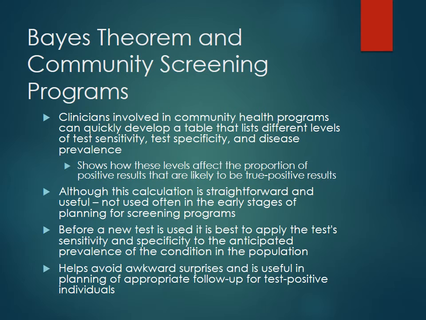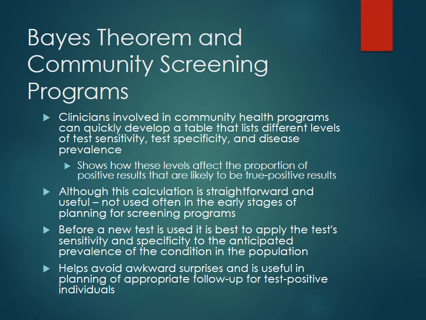So, clinicians involved in a lot of community health programs, especially if you're working in underserved areas or in departments of health, can develop tables that list different levels of test sensitivity, specificity, and also the disease prevalence. This will show how these levels affect the proportion of positive results that are likely to be true positives. Again, always involving the prevalence here. The calculation is pretty straightforward and useful, but it may not often be used in the early stages of planning for these screening programs.